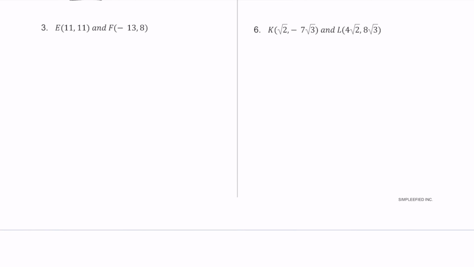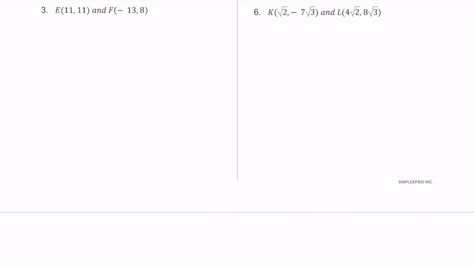For number 3, we have the points E and F. E is located at 11, 11, and F is located at -13, 8. First, go ahead and label your x1, y1 and your x2, y2. Then get down our distance formula.